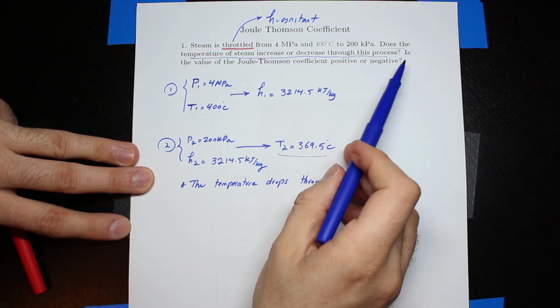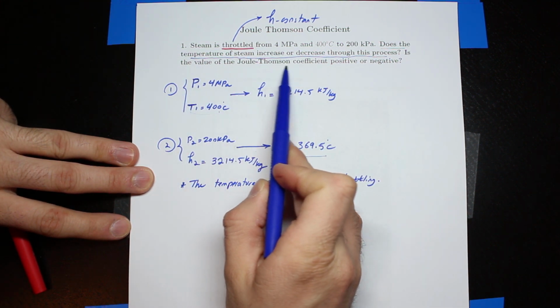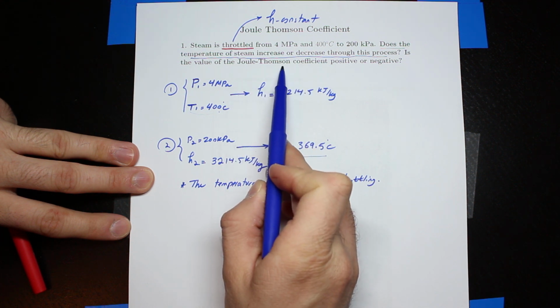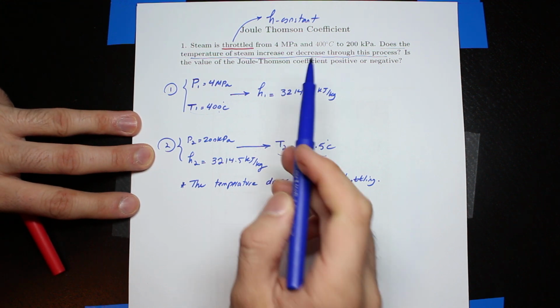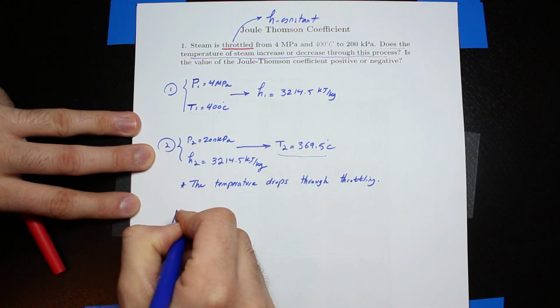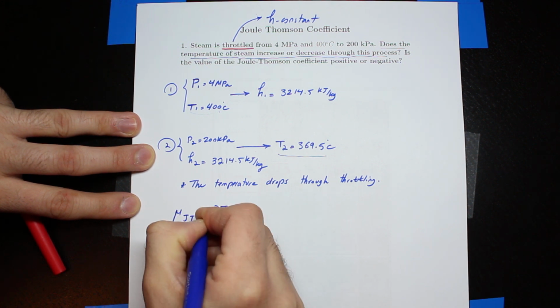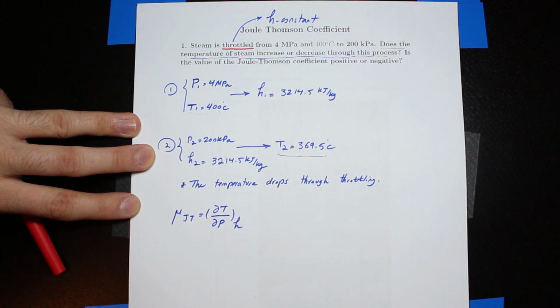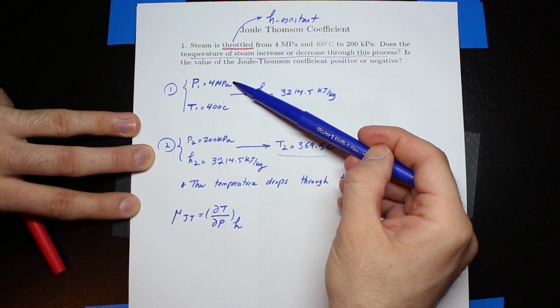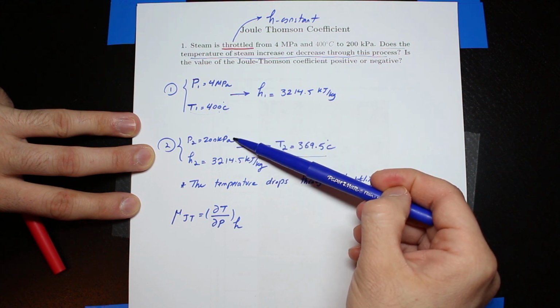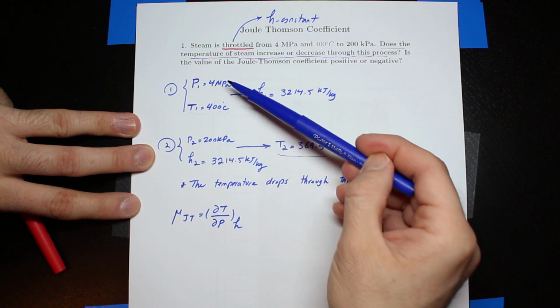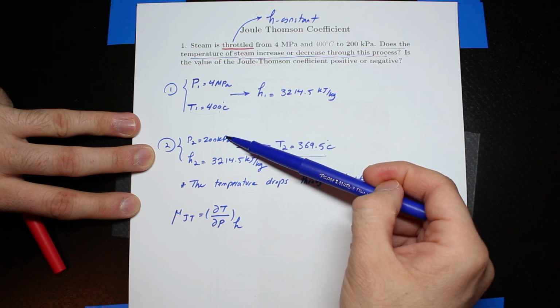In the second part, the question is asking for the sign of the Joule Thomson coefficient, whether that Joule Thomson coefficient is a positive value or a negative value. In order to do that, I know that the Joule Thomson coefficient is partial T, partial P when enthalpy is constant. So think about this. During the throttling process, the pressure drops. You can see that the pressure was initially 4000 kPa, but at the end of the process is 200 kPa. So 4000 to 200. So definitely the pressure drops.